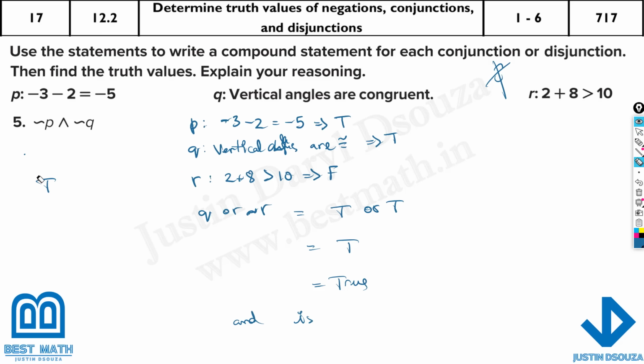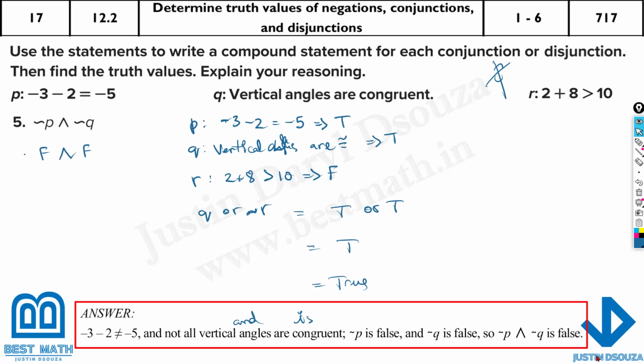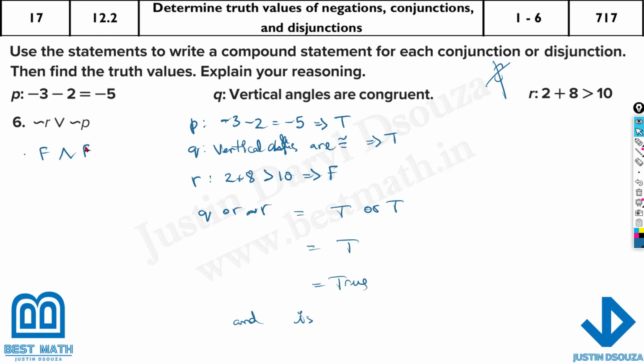And what about this one? Negation P and negation Q. Now the first one was true, but then negation P is false and negation Q is also false. See here, when it's and, even if one is false, it's false itself. So the answer is false here, no doubt. So that is the answer, it's false. What about this one here? We have negation R.